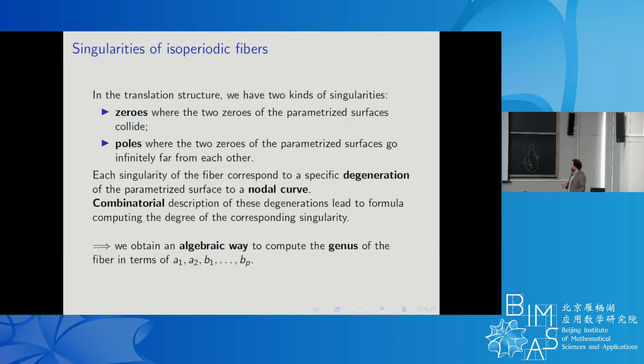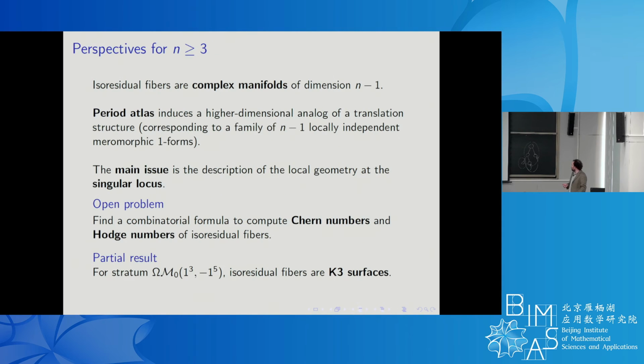We can even go further and consider isoresidual fibration in the case of strata with 3 or more zeros. And in this case, we have just one example. For the stratum with 3 simple zeros and 5 simple poles, computation indicates that isoresidual fibers are K3 surfaces, and K3 surfaces coming with an additional geometric structure inherited from the period atlas, from the description as the moduli space of translation surfaces depending on the relative position of 3 zeros this time instead of 2. So again, here isoresidual fibers are complex manifolds with a geometric structure.